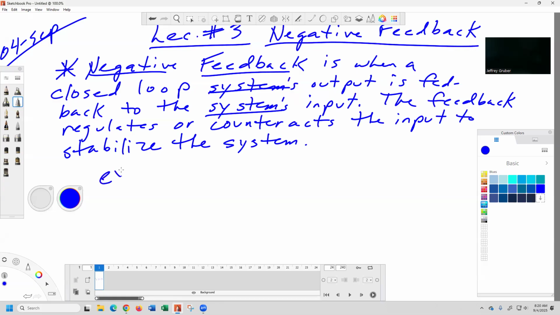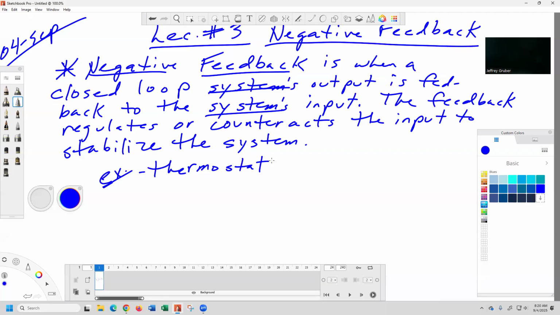So some examples of negative feedback. Here's a classic example, a thermostat. So you set the temperature to 70 degrees. The furnace turns on. The room heats up. There's a sensor that goes back to the control that turns the furnace on. And the sensor, when it senses that it's 70 degrees, it turns the furnace off. Then when the temperature drops below 70, it turns it back on. That's a closed loop system.